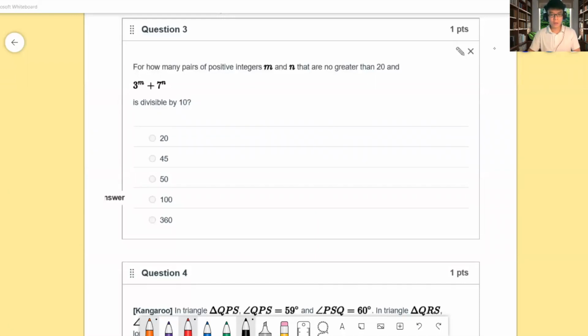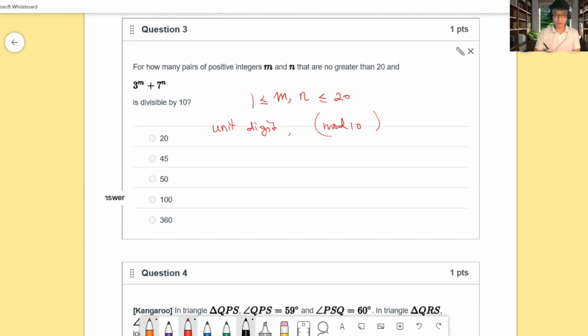Question 3. For how many pairs of positive integers m and n that are no greater than 20 is the following sum divisible by 10? So here we require m, n to be positive integers, greater than or equal to 1, and no greater than 20, so less than or equal to 20. And we consider the sum is divisible by 10. So on the other hand, we consider the unit digit. That's equivalent to the remainder when it's divided by 10. So remainder mod 10. Now let's consider 3 to some power and 7 to some power.